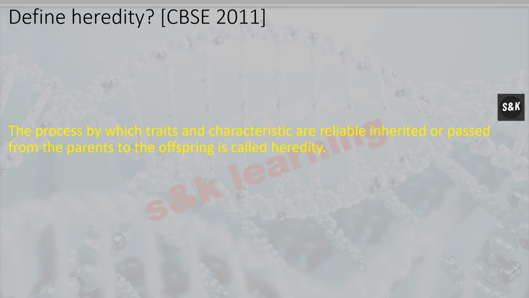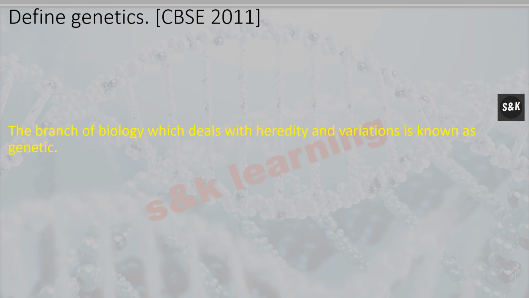Define heredity. The process by which traits and characteristics are reliably inherited, or passed from the parent to the offspring, is called heredity. Define genetics. The branch of biology which deals with heredity and variation is known as genetics.